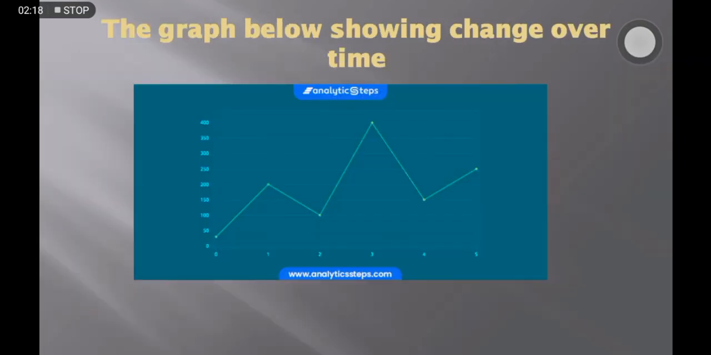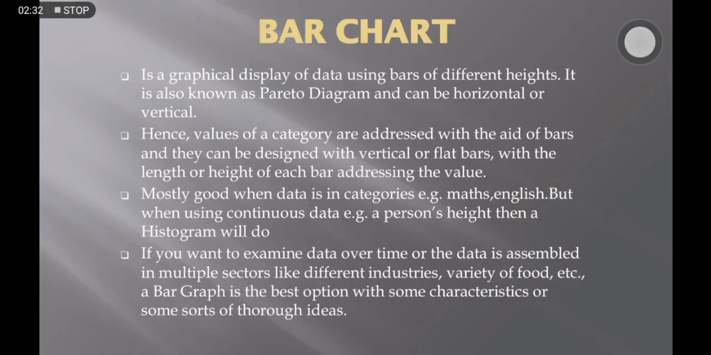Here's an example of the graph. Like the graph below, showing change over time. As you can see, the graph is self-explanatory. Now we're going to move on to the bar chart.